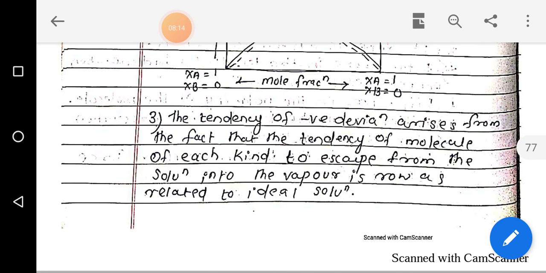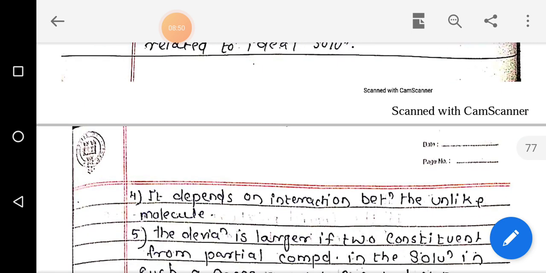So the tendency of the molecules of each kind to escape from the solution into vapor is low as related to the ideal solution, because the force of attraction is more and the molecules are bonded in the solution. More attraction means they cannot easily escape from the solution, so there is a low tendency of the vapors to escape from the solution relative to ideal ones. So this is all about the negative deviations.